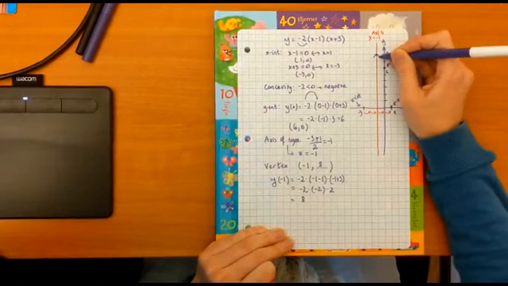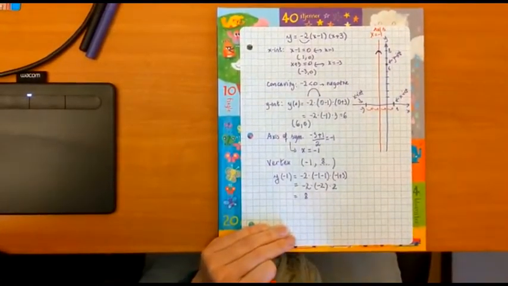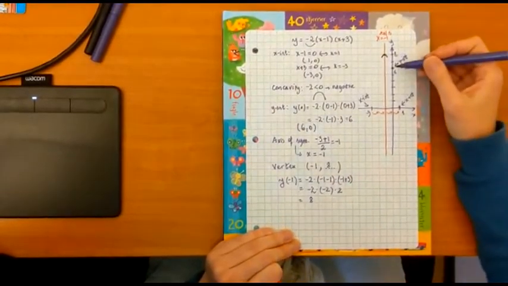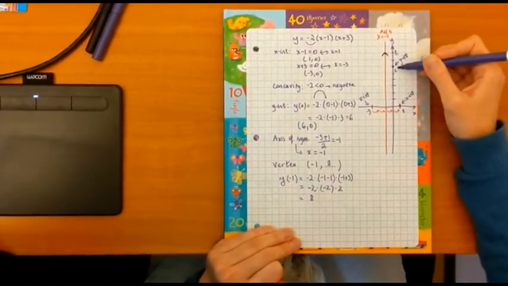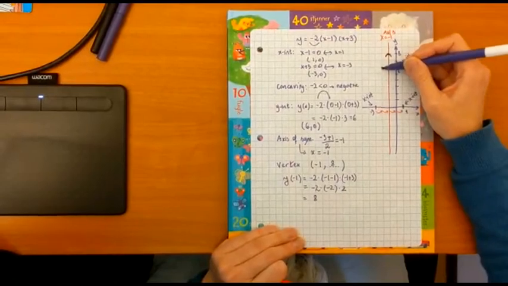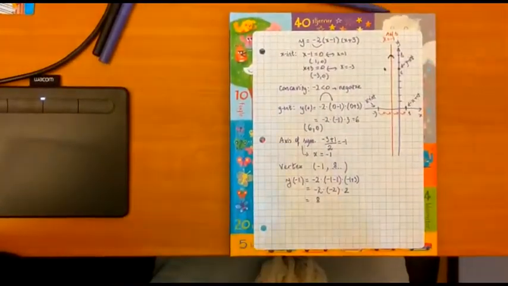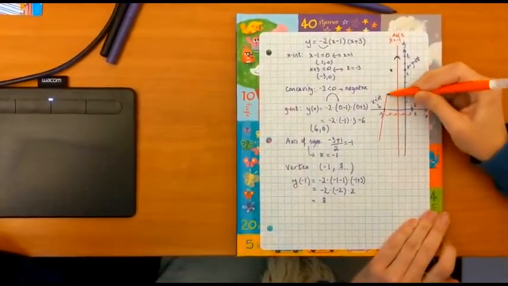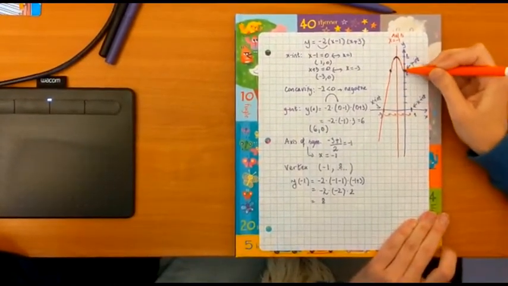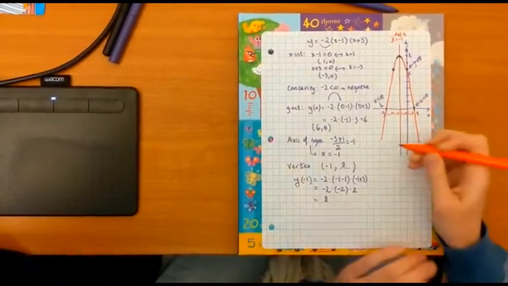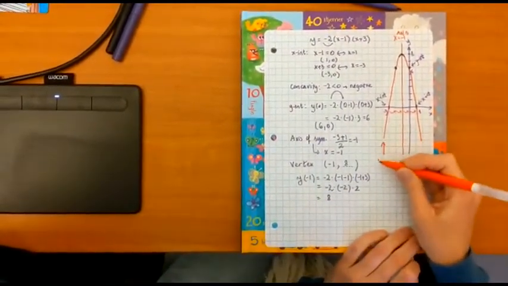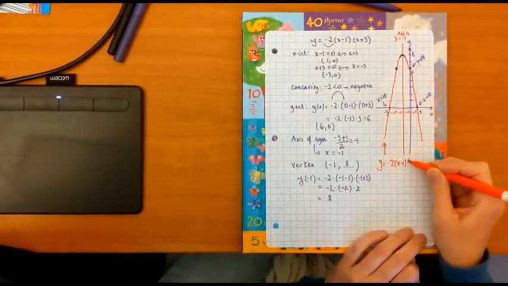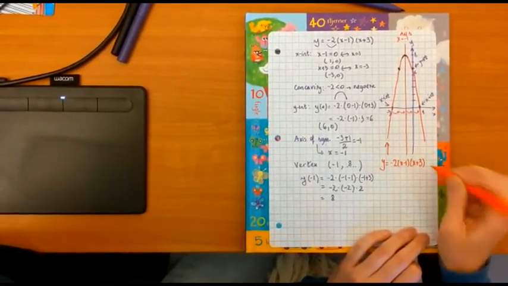I'll make a small sad mouth over there to remember that the concavity is negative. I'm also going to reflect the y-intercept with respect to the axis of symmetry to this point here. So we have one more point for our parabola to make the picture more precise. And now I can go ahead and join the points. And the last step is going to be to add the equation for our function.